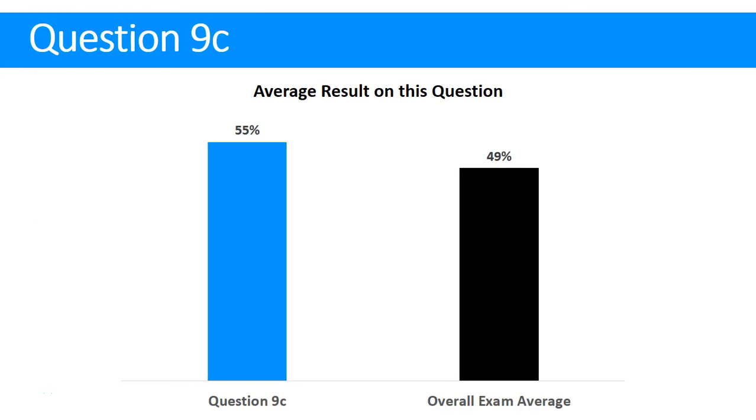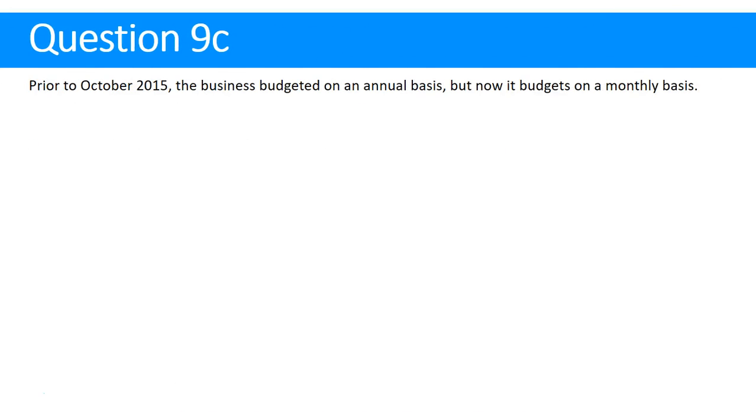The final part of question 9 was a little theory question, and the average was 55%, which is quite pleasing, given that firstly it's theory and secondly it's at the end of the paper. It was actually the second last question.